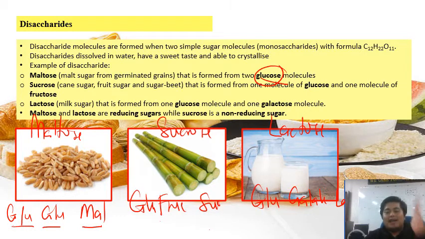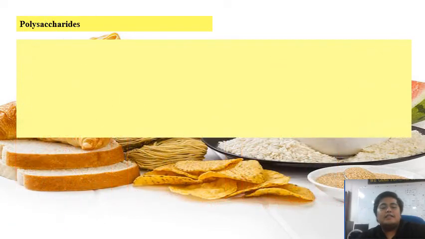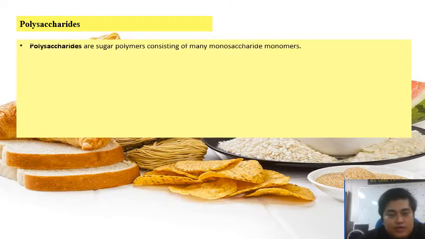Ingat kalau galaktosa, laktosa kita tengah cerita pasal susu. Kalau fructose, sucrose cerita pasal buah. Okay, next kita tengok polysaccharide ataupun polimer untuk monomer kita tadi, monosaccharide.